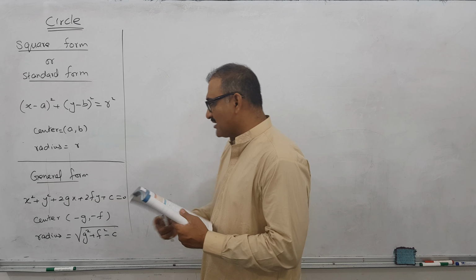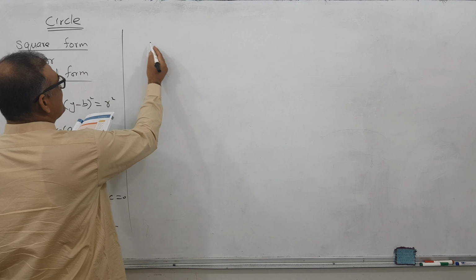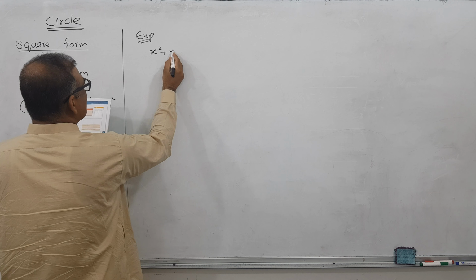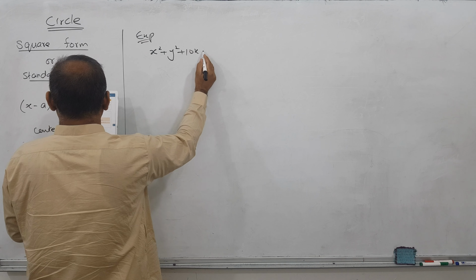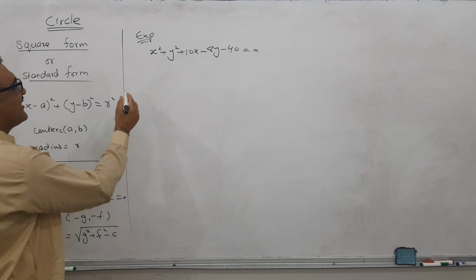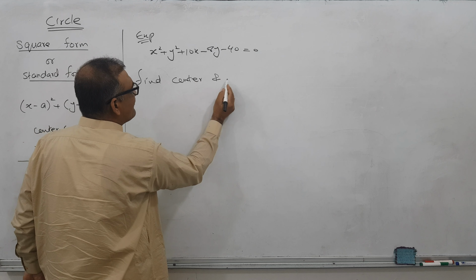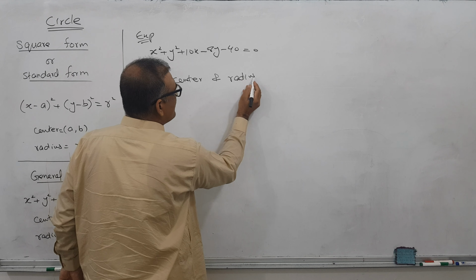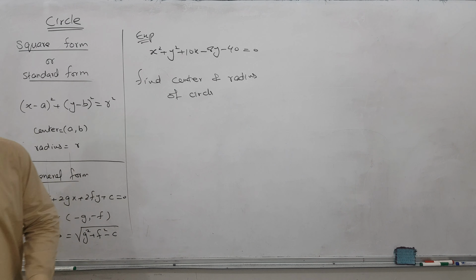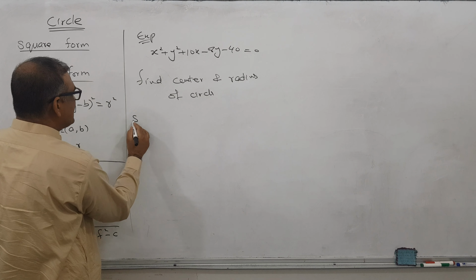I will go through one example for you. So with me I have one example. Bismillah ar-Rahman ar-Rahim. This is the question: x square plus y square plus 10x minus 8y minus 40 equal to 0. And what is my target? Find the center and the radius of the circle. So let's see, students, how we can find it. We have an easy way. What is the method? The solution starts from here.